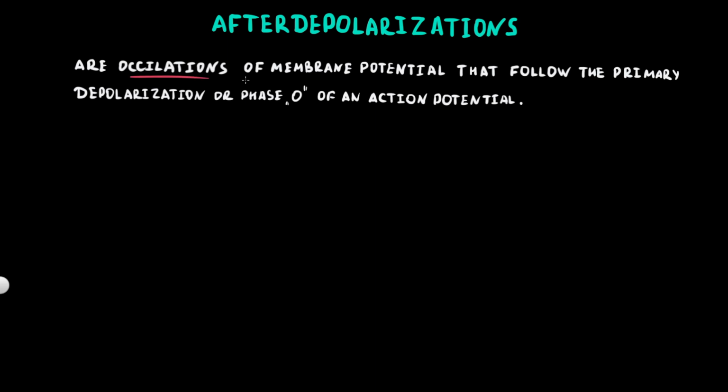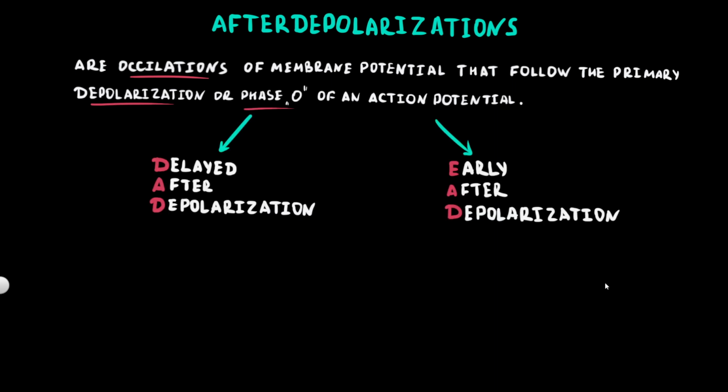Afterdepolarizations are oscillations in membrane potential that follow the primary depolarization, or phase 0, of the action potential. Afterdepolarizations can be divided into two types: delayed afterdepolarization, or DAD, and early afterdepolarization, or EAD.